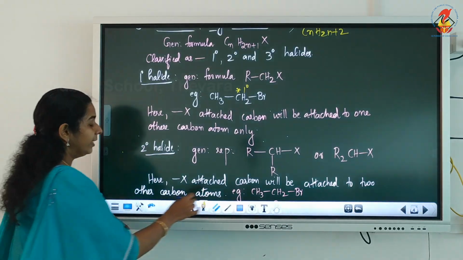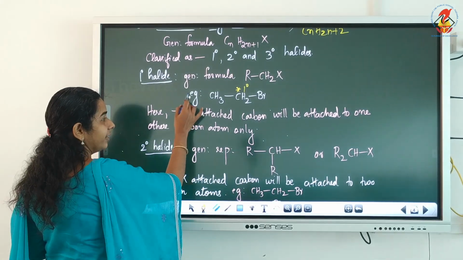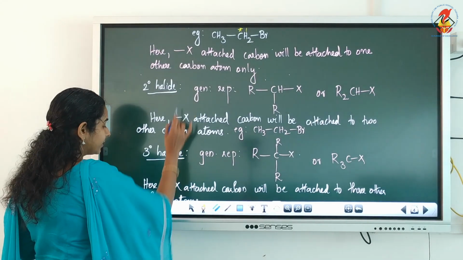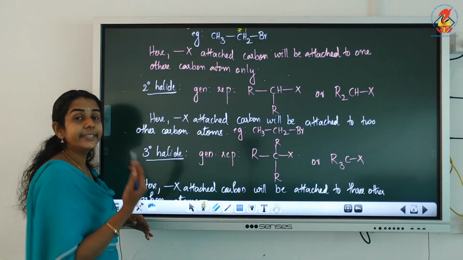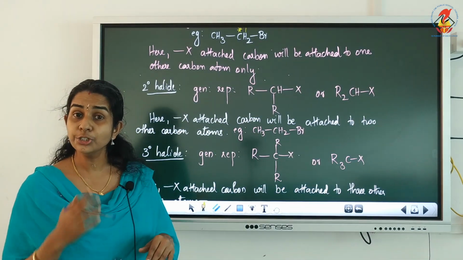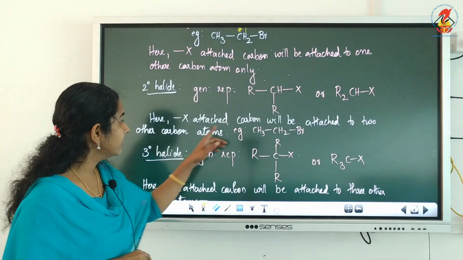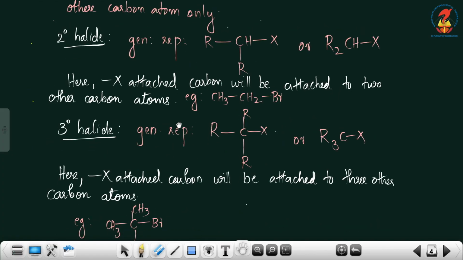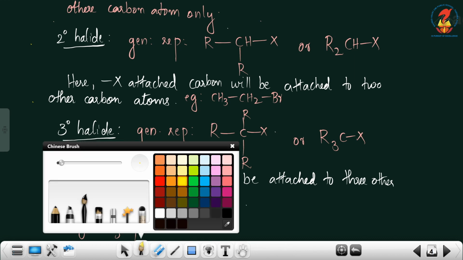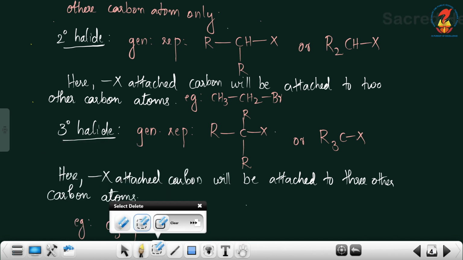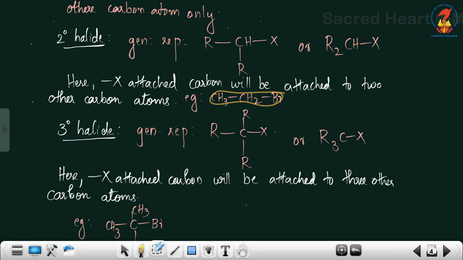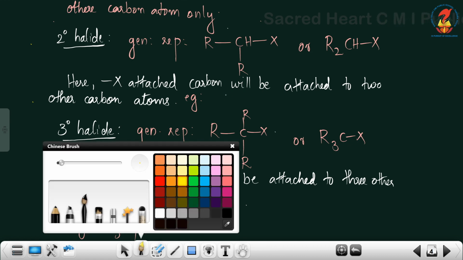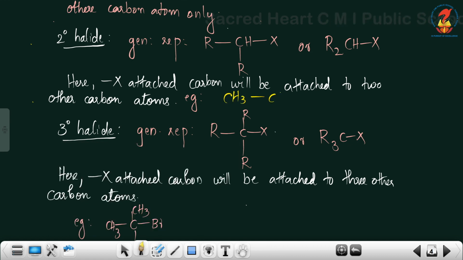Now the next classification is secondary halide. Secondary halide means the X attached carbon will be attached to 2 other carbon atoms. See the example. A secondary halide example is CH3CHBrCH3.